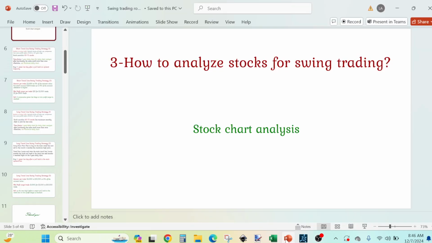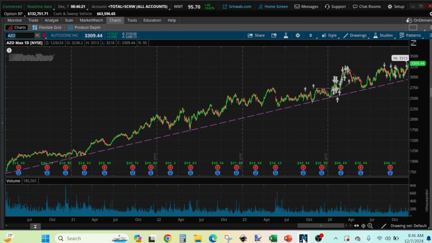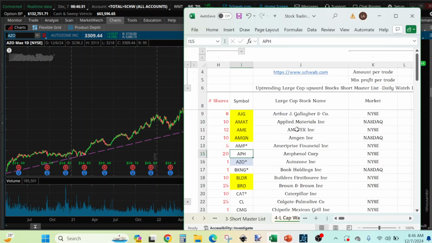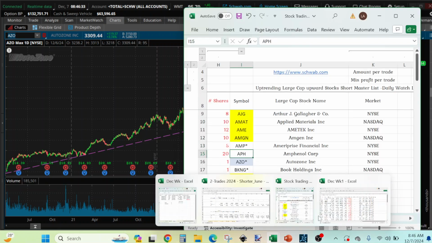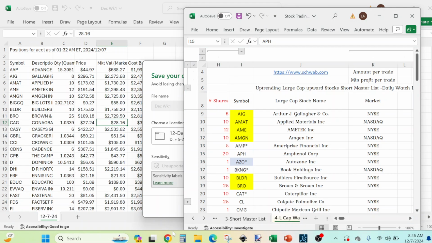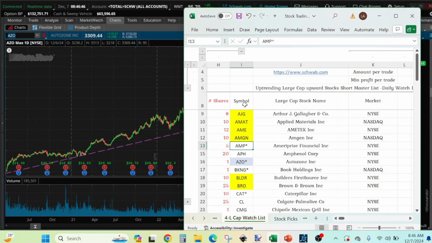Hello, how to analyze stocks for swing trading? We are going to go to our daily chart. You use the daily chart for swing trading, and we have our stock list here. Let's close some of our windows, and we are going to start with the first one that is not highlighted. The one that is highlighted, we purchased it already, we have not sold it.